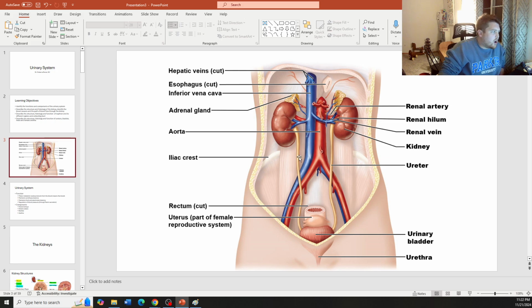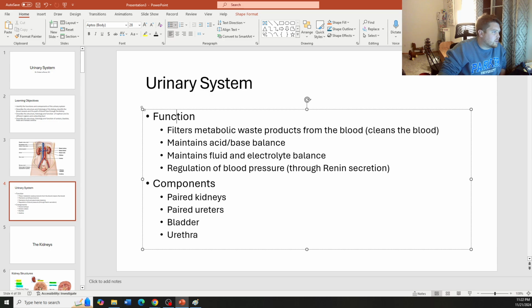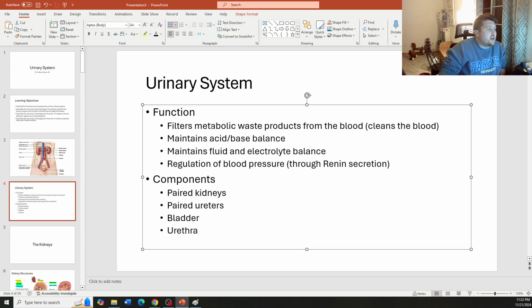We're going to start with the functions of everything, and then dive into the kidneys. So our functions: we're filtering all of this stuff. We filter out the metabolic waste. We're filtering the blood. We maintain our acid-base balance. We maintain fluid and electrolyte levels, as well as regulate blood pressure.